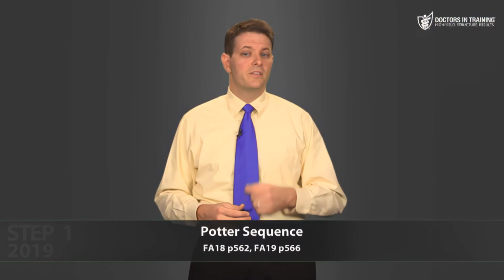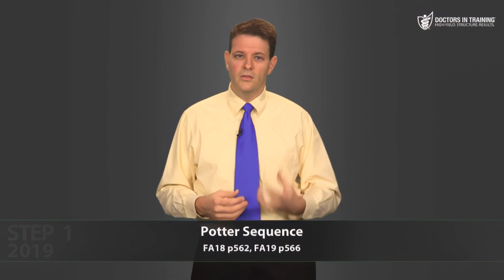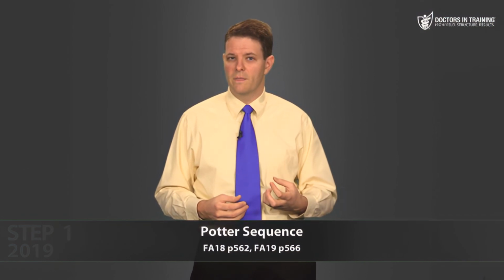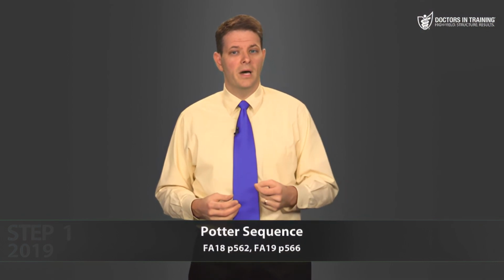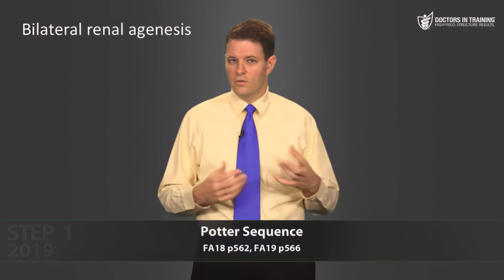If the ureteric buds fail to develop, that means that the collecting system doesn't develop. But it also means that there's nothing to induce the metanephros to develop into the nephrons. So essentially, without ureteric buds, you get bilateral renal agenesis. The kidneys fail to form at all.